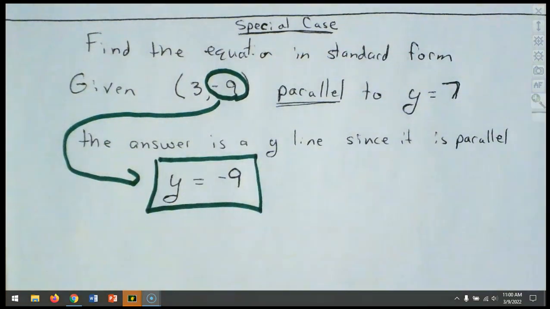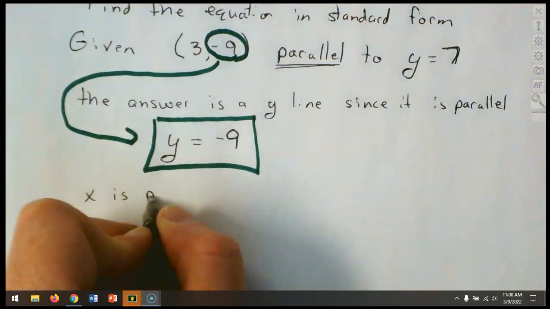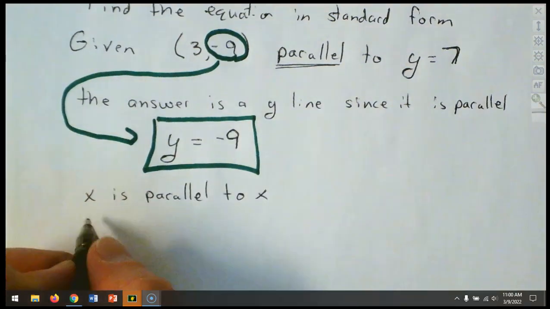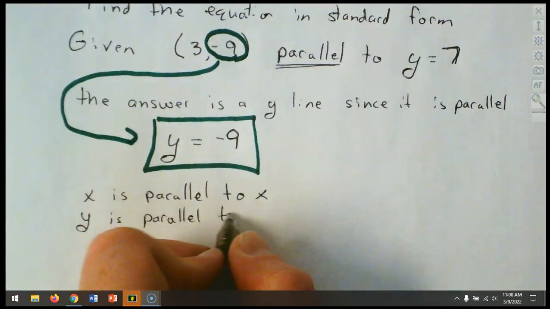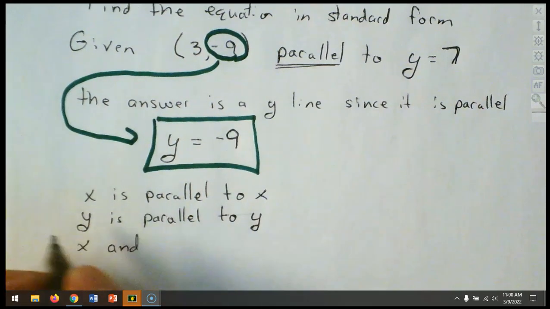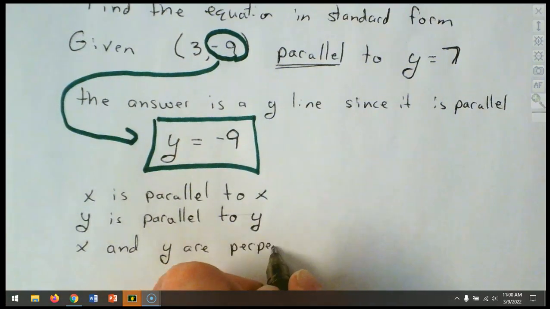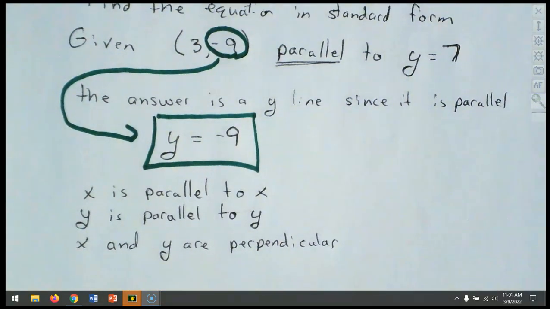X is parallel to x, y is parallel to y, and x and y are perpendicular. Let me just write that down too, just so you have that. So x is parallel to x, y is parallel to y, and x and y are perpendicular. So let's do a couple more of these just to illustrate this concept.